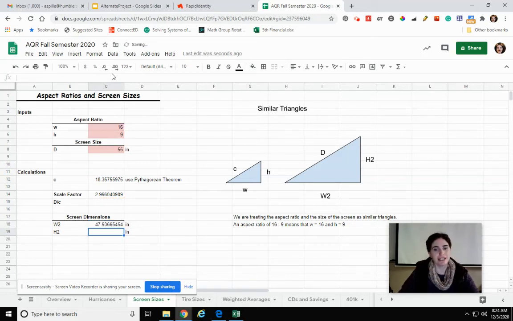That makes much more sense. If a TV is 55 inches across, there's no way it's going to be less than an inch wide. Okay, same thing with my H. I'm going to go equals scale factor times my height. Ta-da! So now those are the dimensions of my big TV. So even though it said 55 inches, it's really 47.94 inches wide and 26.96 tall.